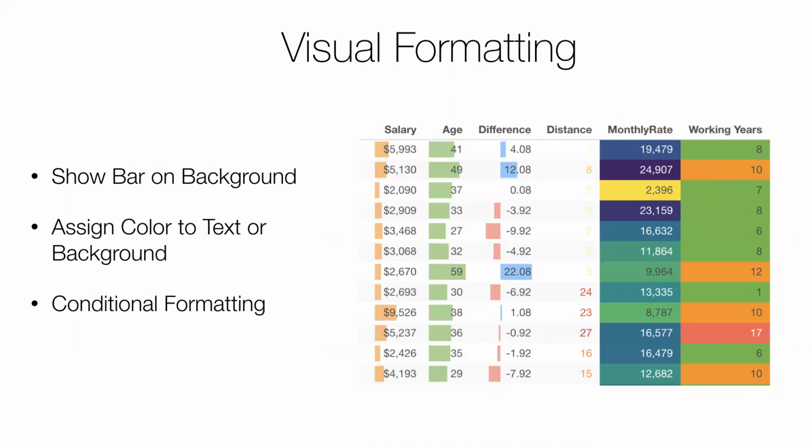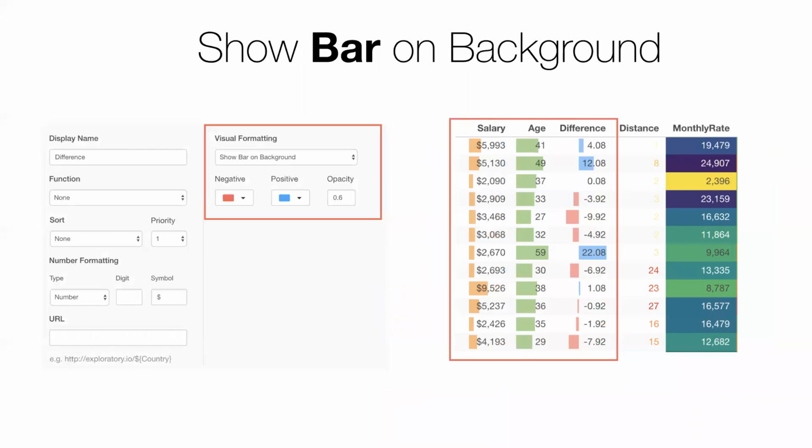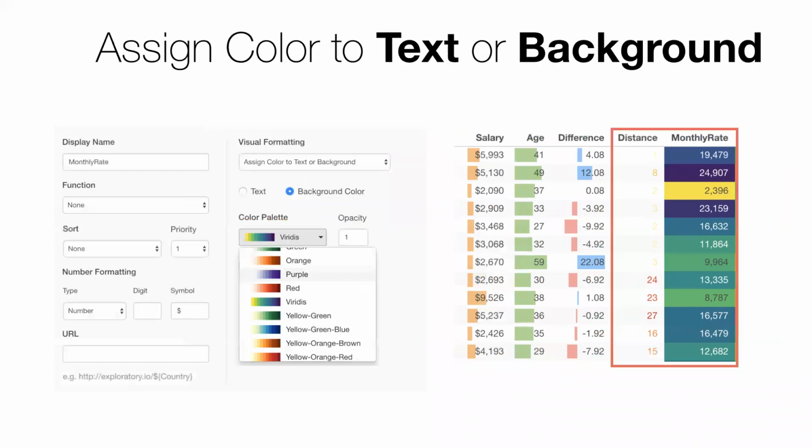And this is my most favorite and exciting stuff, the visual formatting. So there are a couple of options. First, you can show bars with a color on the background of the numeric values. For example, these 3 columns are showing the colors. You can set the color, and sometimes you have positive and negative numbers, so you can assign a color to those as well. And also you might want to change the text or background color, and you can change that. You can use a predefined color palette, and then set the opacity as well.